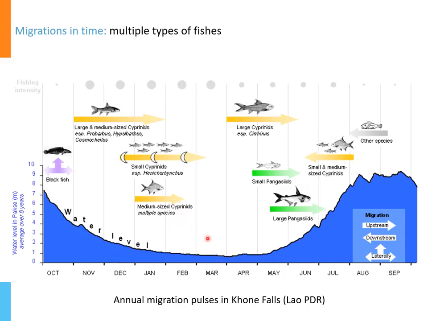Then during the dry season, there are almost no migrations, and the migrations resume in April with very large cyprinids, followed by small pangasids, small catfishes, followed themselves by large catfishes. All these fishes are migrating up, and during the wet season, when the water level becomes very high, then you have a migration back of all these species and other species from upstream that migrate downstream.